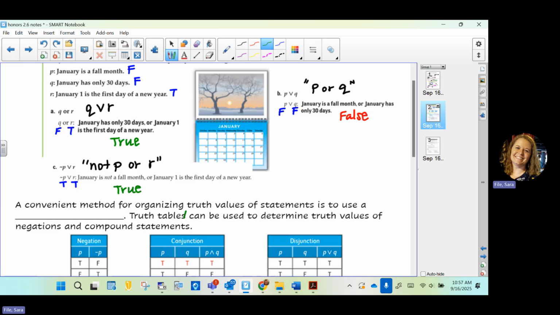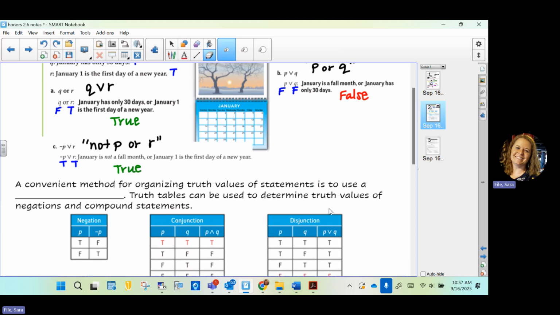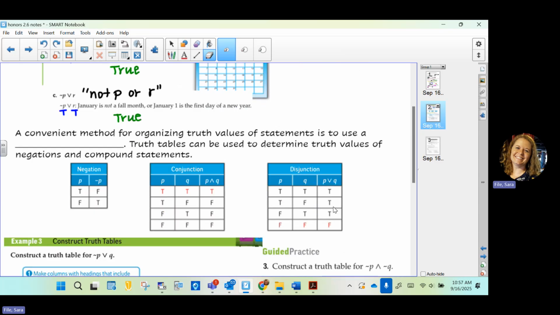Now, all these truths and falses can get a little confusing. So a really convenient method for organizing your truth values is using what's called a truth table.